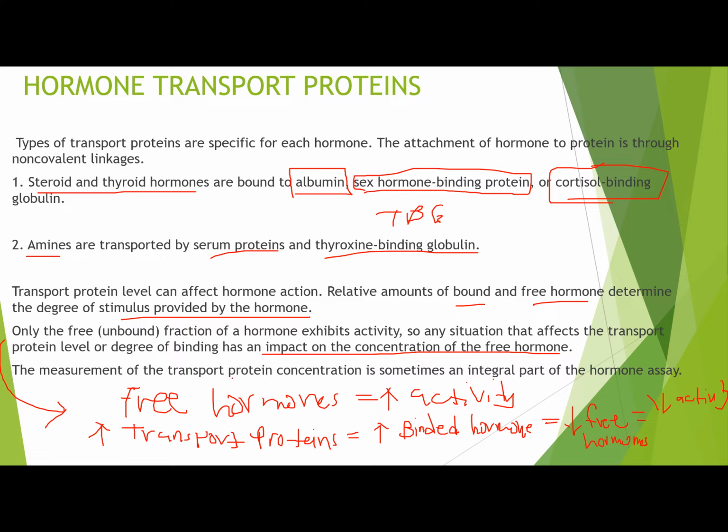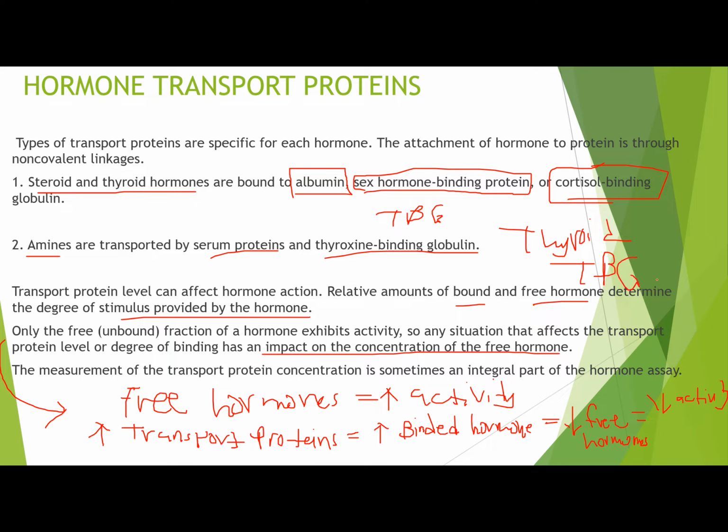The measurement of the transport concentration is sometimes an integral part of the hormone assay. That's why sometimes, class, in other tests like those for the thyroid, one of the things they test is the transport protein, specifically TBG or thyroxine binding globulin. So please remember this. This is the explanation, class, why if there are too many transport proteins, it would lead to increased bound hormone, leading to decreased free hormones, decreased activity.